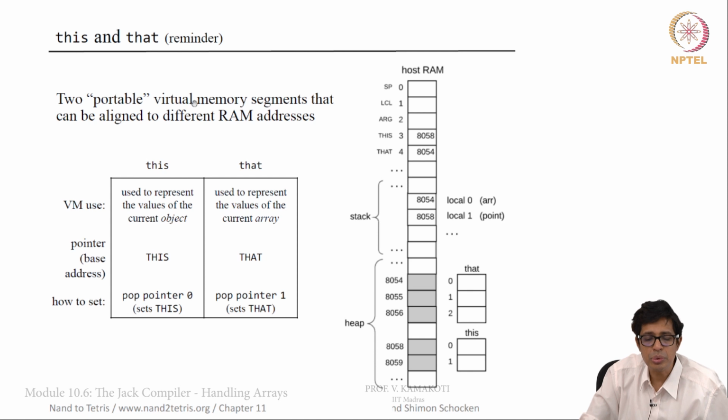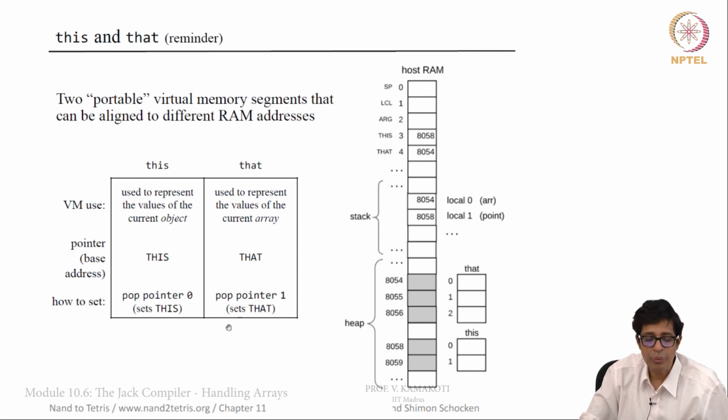So, there are two virtual memory segments, this and that, that can be aligned to different RAM locations. First, let us recall this. This now points to 8058, that now points to, say, 8054 here. Let us say that has 3 locations: 8054, 8055, 8056. So that 0 is 8054, that 1 is 8055, that 2 is 8056. Similarly, let us say this has 8058, 8059.